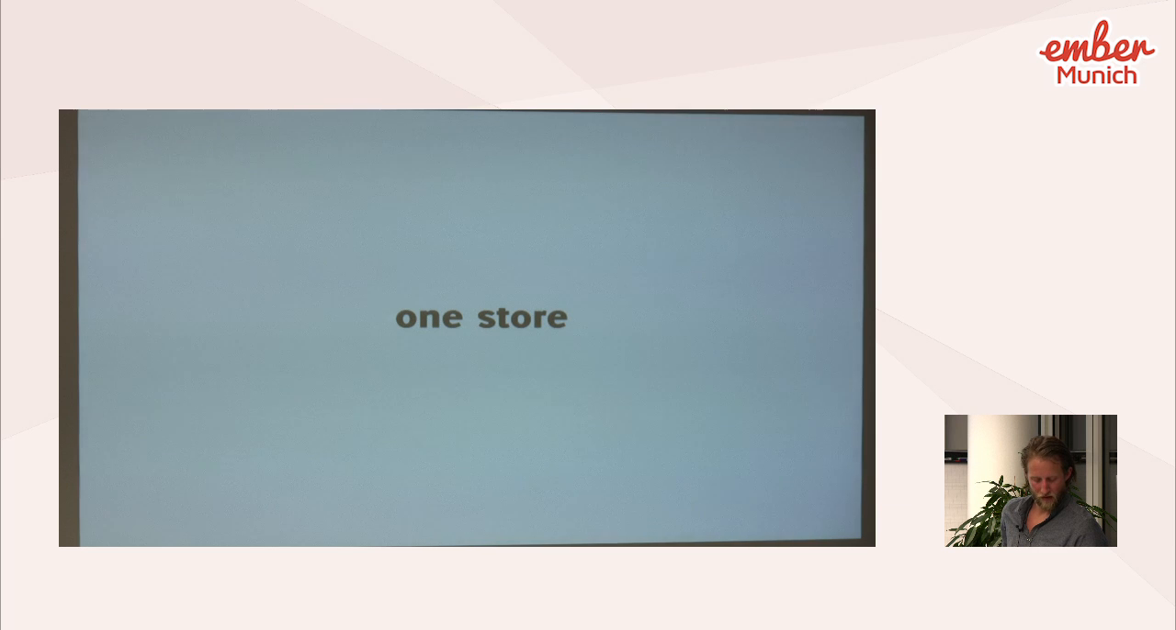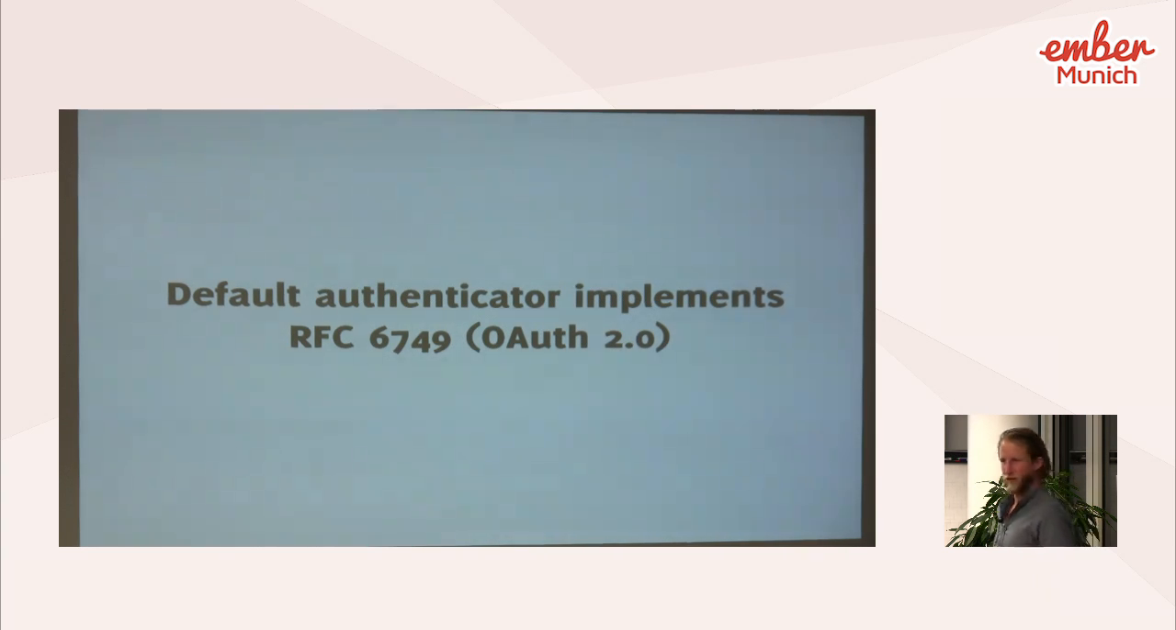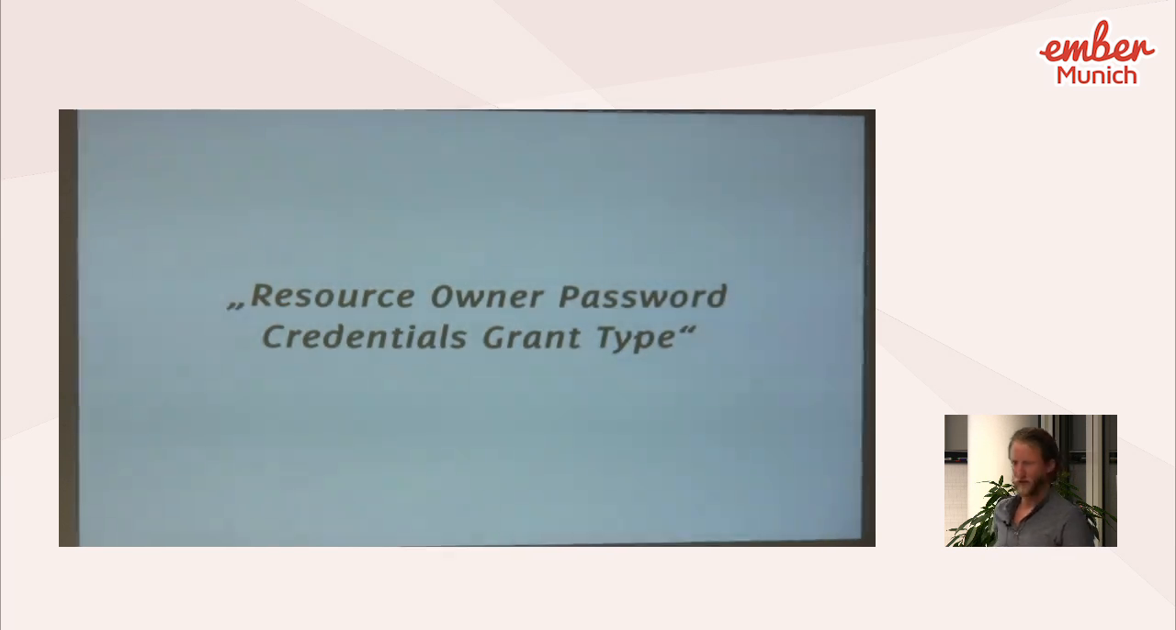The default authenticator included in the library implements RFC 6749, that's OAuth 2, and specifically it implements the resource owner password credentials grant type. That's basically you have a username and a password, and you exchange that against an access token. So that's probably the simplest grant type defined in OAuth 2.